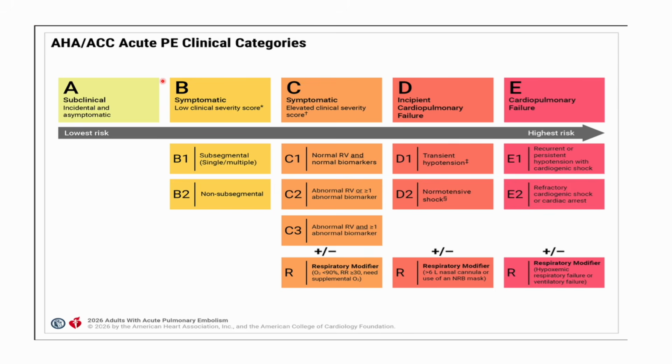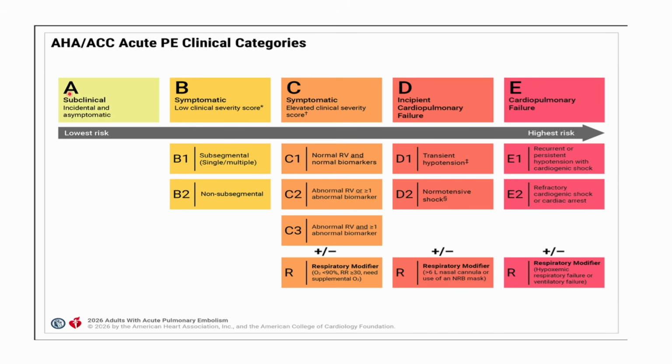Now, whenever these patients meet these criteria and there is a respiratory modifier, then a suffix of R is applied to the category. So, if there is a respiratory modifier, then we add it, for example C3R or D2R. And here we divide B, C, D, and E into further categories. This is the R respiratory modifier, which we apply to categories C, D, and E, which means a low saturation, less than 90, a high respiratory rate, or a need of supplemental oxygen, which can again increase in severity.